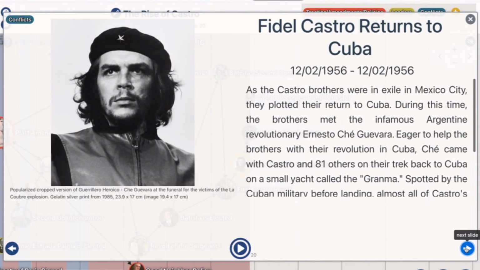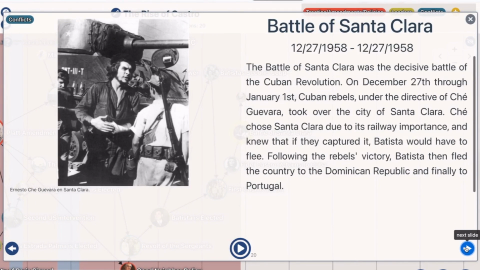During their time in Mexico, the brothers met the infamous Argentine revolutionary Ernesto Che Guevara. Eager to help the brothers with the revolution in Cuba, Che also came with Castro and 81 others on their trek back to Cuba on a small yacht called the Granma. Spotted by the Cuban military before landing, almost all of Castro's forces were killed, being further pushed up into the Cuban mountains. The decisive battle in Castro's revolution was the Battle of Santa Clara.